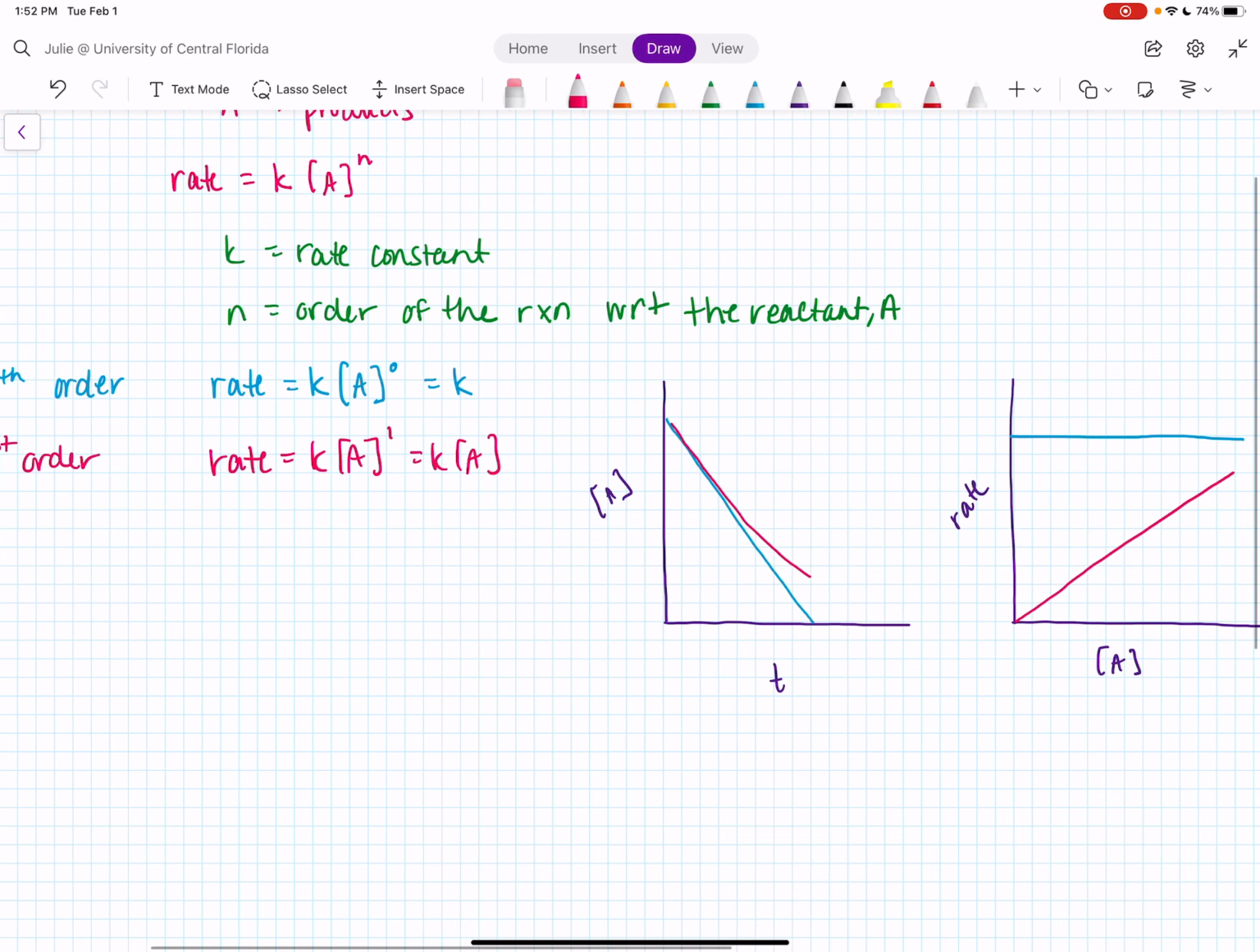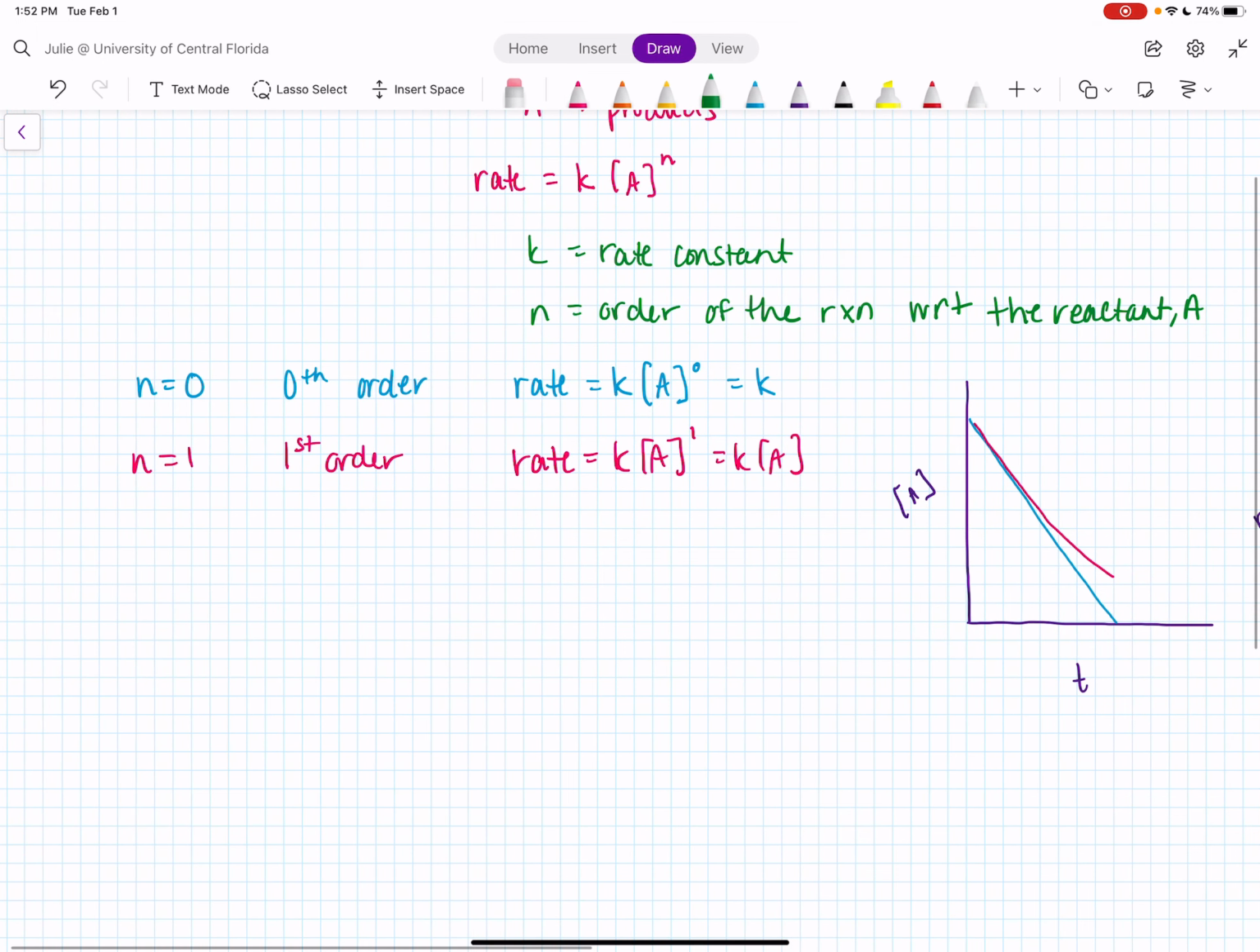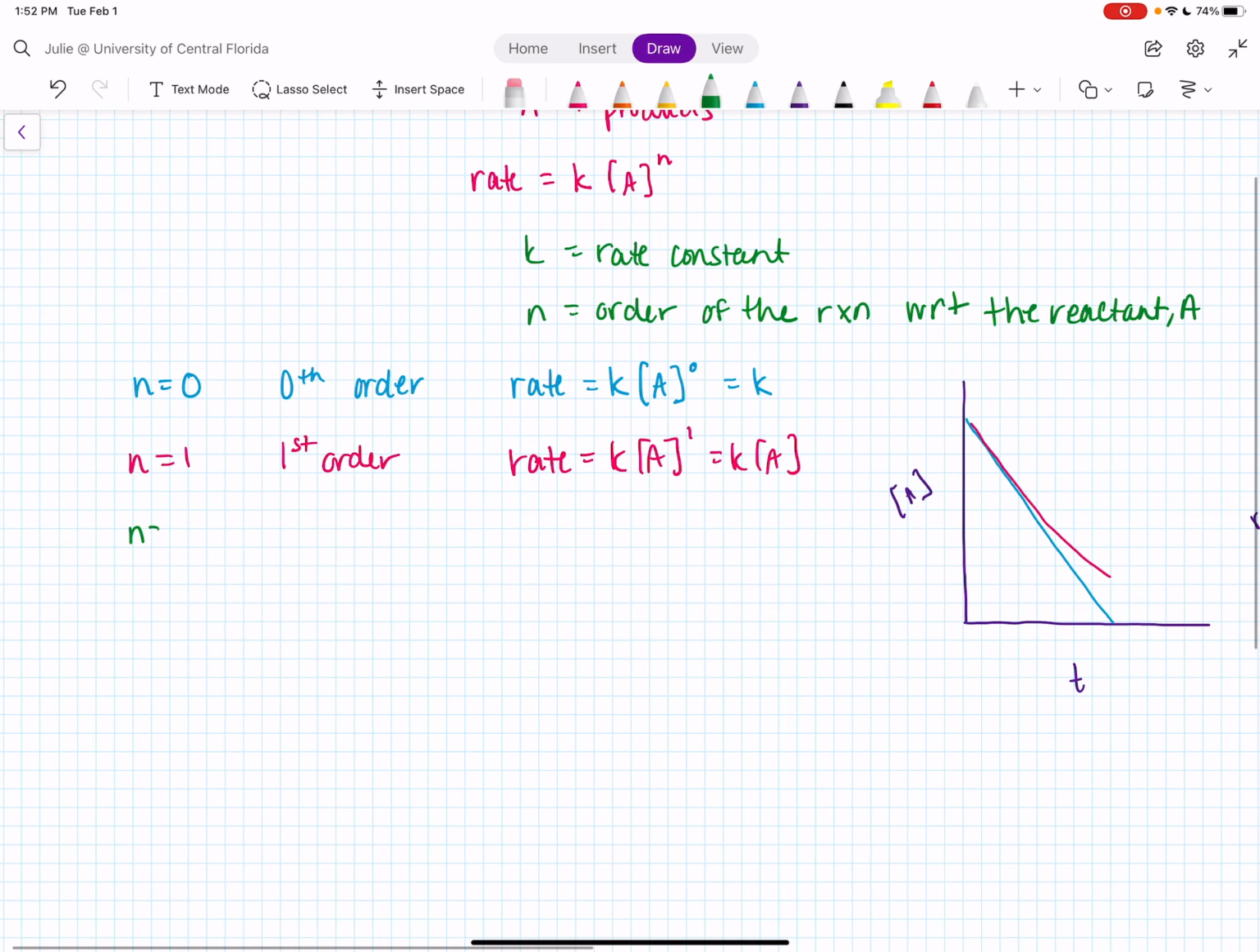Let's see, the highest order that you'll probably see in this class is second order, at least for a single reactant. Second order, okay? And so the rate law would look like this. Rate is equal to K times the concentration of A squared. So now there's a quadratic relationship between rate and concentration.